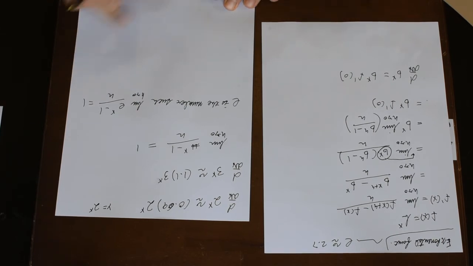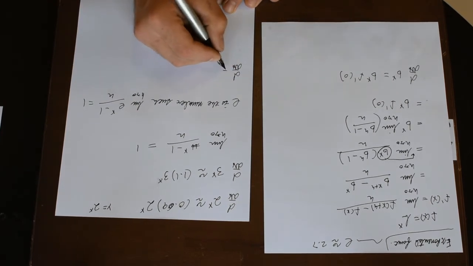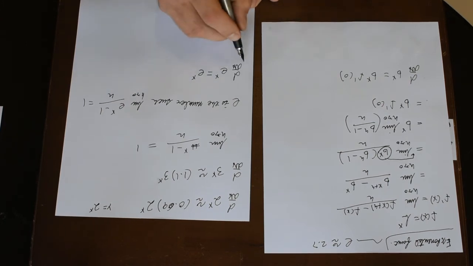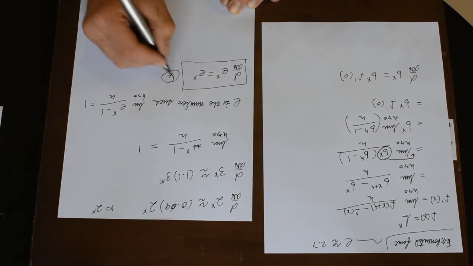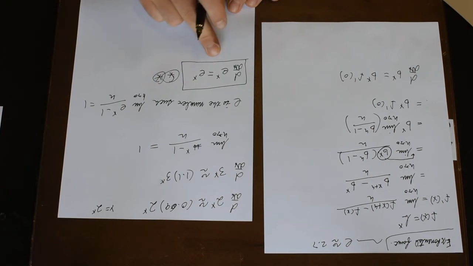And what does that say? That says that the derivative with regards to x of e to the x is just going to be equal to e to the x. This is the takeaway from that discussion that I want you to have. The derivative of e to the x is equal to e to the x.